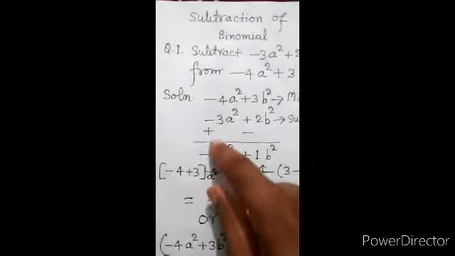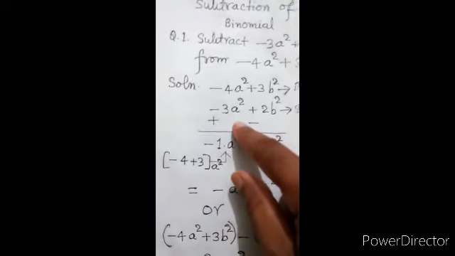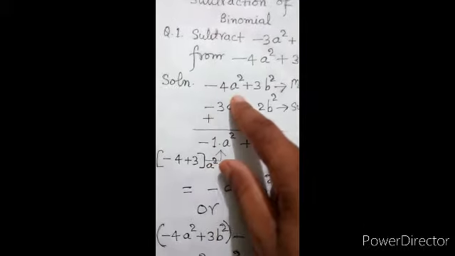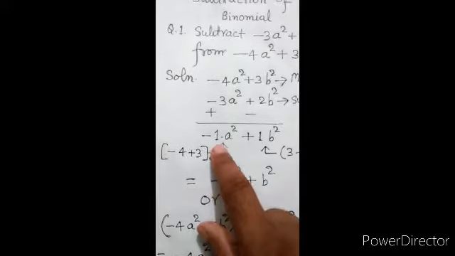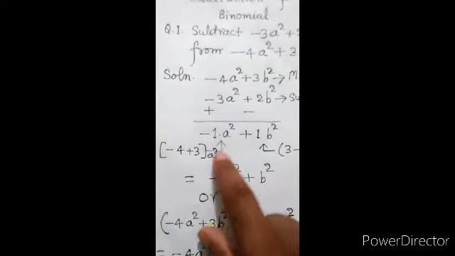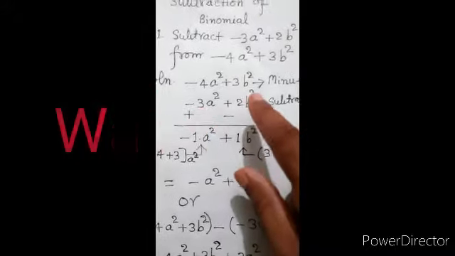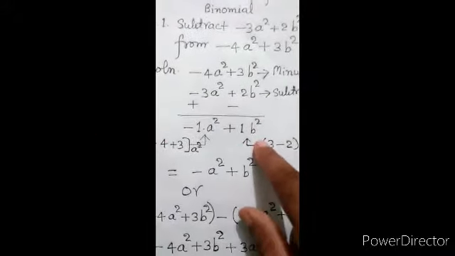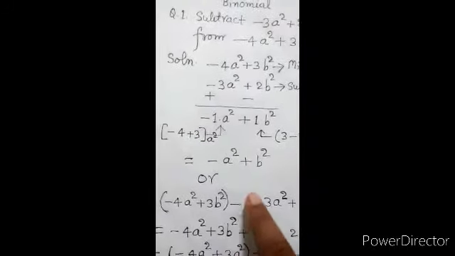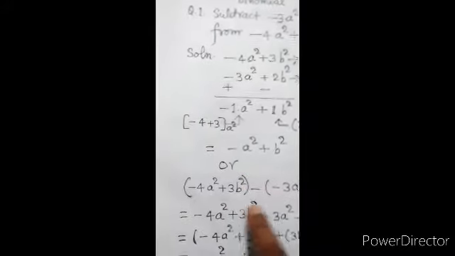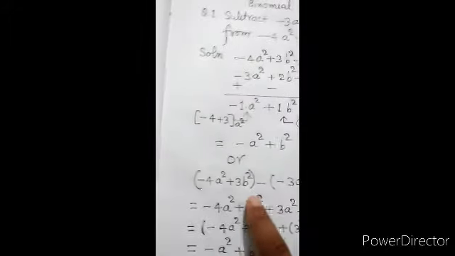Now we have to add or subtract like terms. A square, same variable, so these are like terms. Minus 4a square plus 3a square gives us minus 1a square, which is minus a square. Further, now 3b square minus 2b square gives us 1b square. So the result is minus a square plus b square. This one is called column method and the next one is called horizontal method.